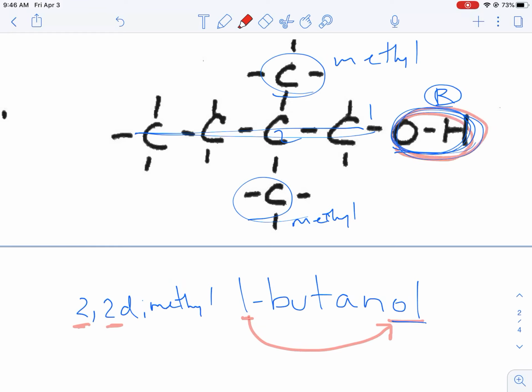That thing is an alcohol. This right here indicates that it is a branch. Di means that I have 2 of them. And where would they be? They're off carbon number 2 and carbon number 2. There's carbon number 2, and there was carbon number 1. Hopefully that was helpful, guys.